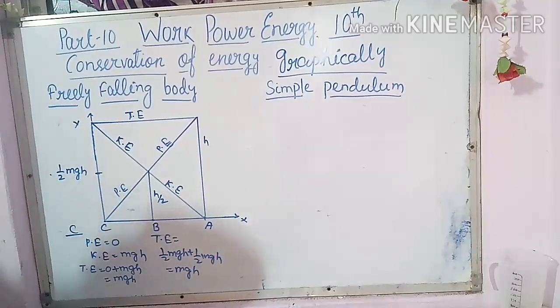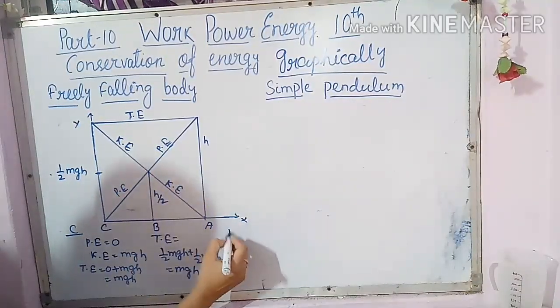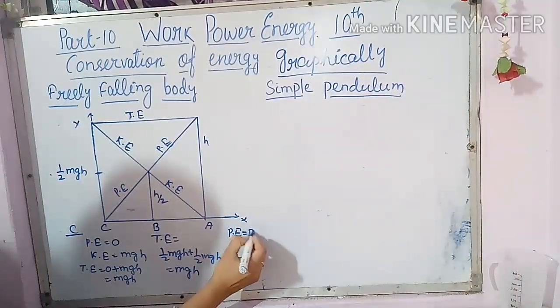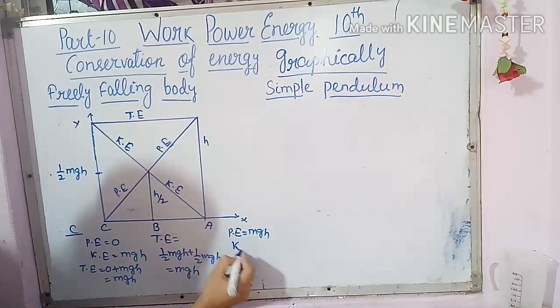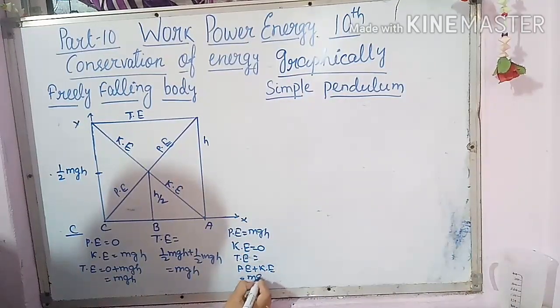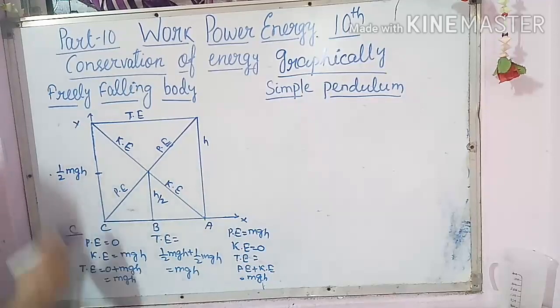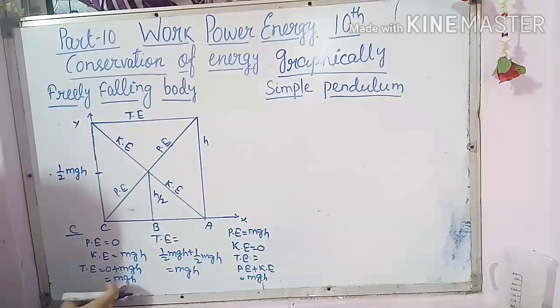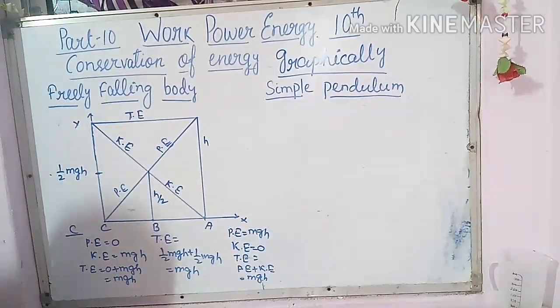Now at the position A, the height is h. The total height is h. That time potential energy becomes mgh and your kinetic energy becomes 0. That time total energy equals PE plus KE, that is mgh plus 0. You will get mgh. So this is your graph, and according to the graph also the law of conservation of energy is satisfied.